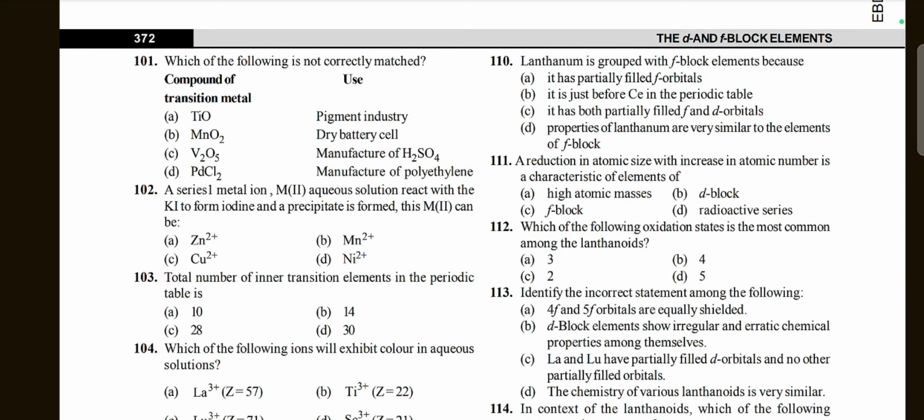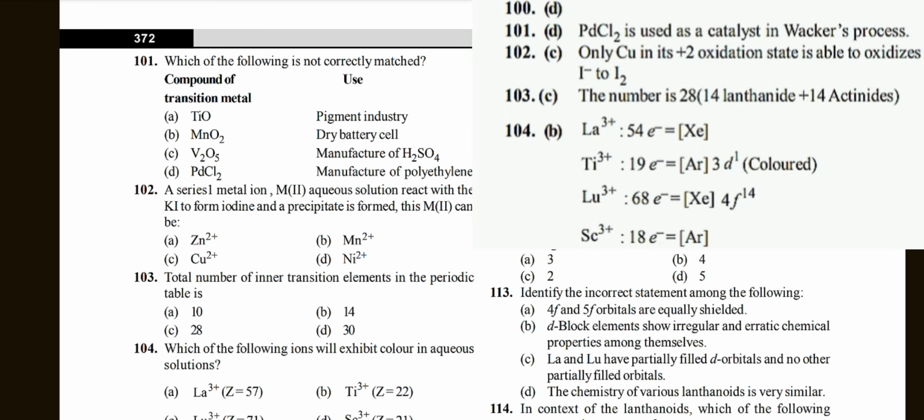Which of the following compounds is not correctly matched? TiO2, pigment industry, yes. MnO2, dry battery cell, yes. V2O5, manufacture of H2SO4, yes. PdCl2, manufacture of polythene, this is incorrect. Option D will be incorrect because PdCl2 is used as a catalyst in the Wacker process, not in the manufacture of polythene.